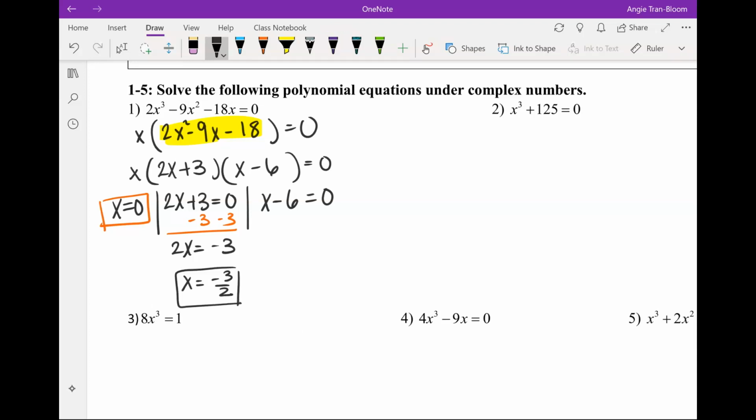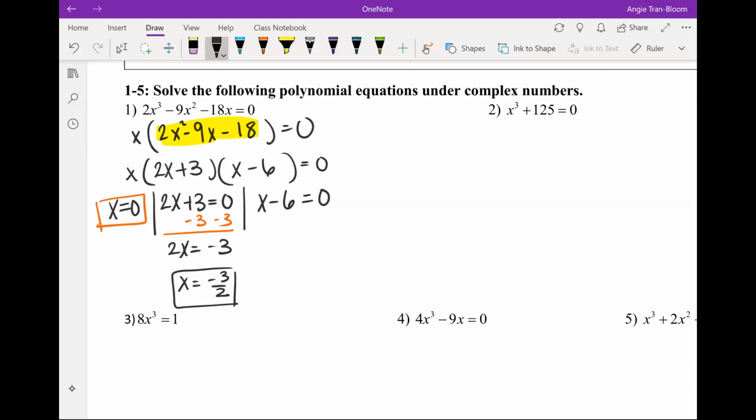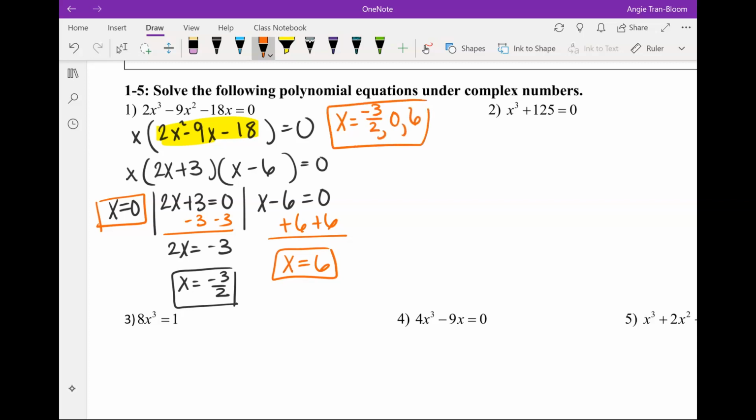Answer number 2. How many answers do you think we're going to have? Total, how many? Is it just 2? 3. x equals 6 is our third. So we have 3 of them. If you want to put it together and box it up, let's write it from smallest to biggest. x equals negative 3 over 2, comma, 0, comma, 6. And box that up. So you have 3 answers total.